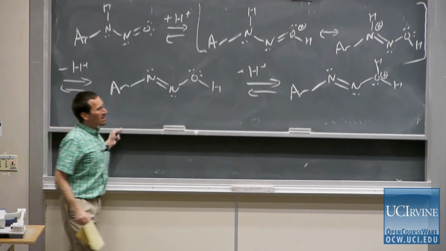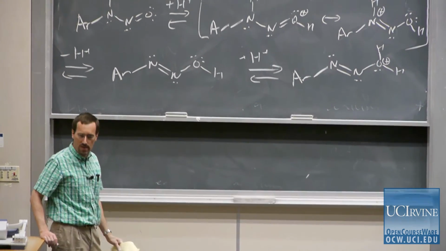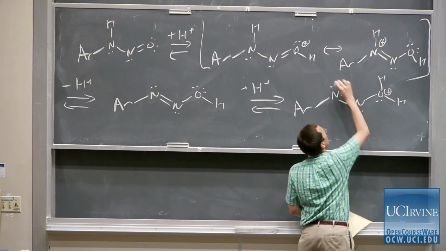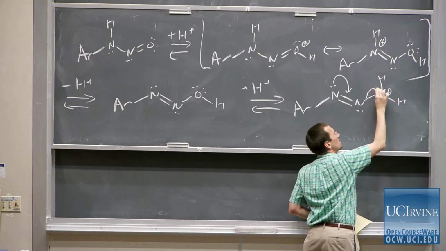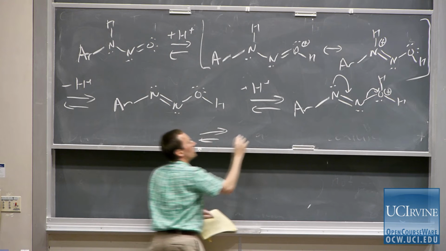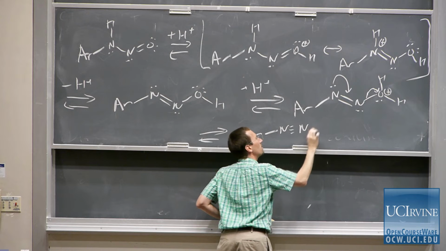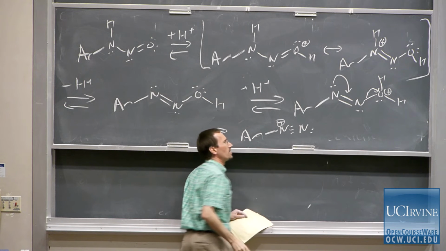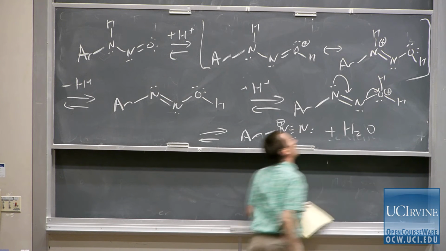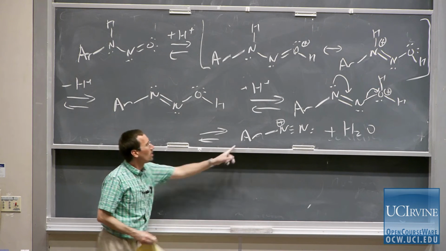And now the final step in this whole sequence, remember we're headed toward the diazonium ion. The final step in this sequence is just that the nitrogen pushes in its lone pair of electrons, kicks out water, and so we go AR, N, triple bond N, with a positive charge on nitrogen and a lone pair of electrons, plus H2O. And so we have our diazonium ion over here.